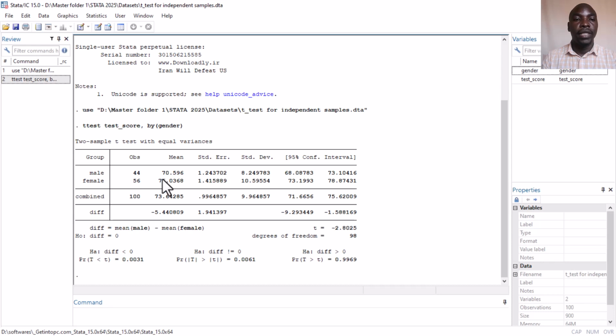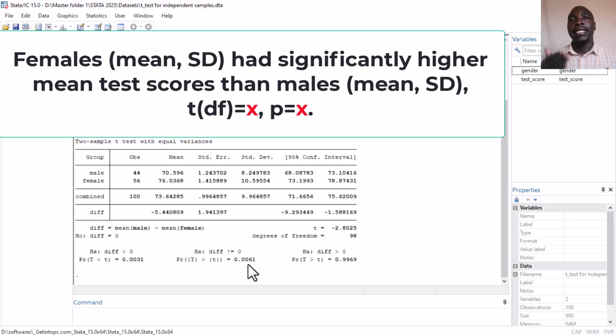For you to report results of this analysis, you can first look at the actual mean values. You can see that females have higher scores than the males, and that is statistically significant. So we can say females had significantly higher test scores than males. Then you quote the t value here, and its p value.